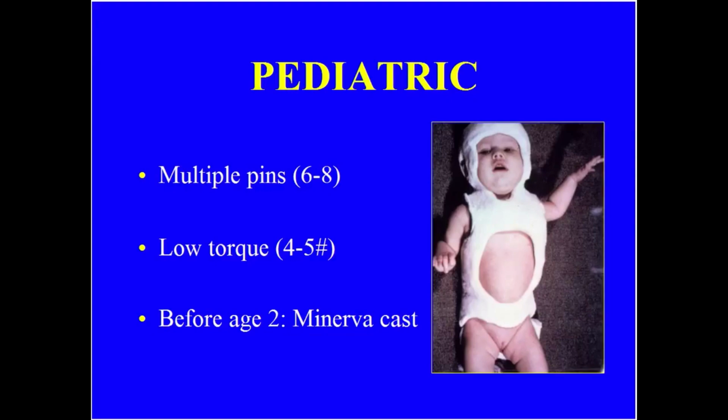In the pediatric patient, you use anywhere from 6 to 8 pins because the bone is soft. You need more pins because you can't tighten them as much. You use low torque, either 4 to 5 pounds, or some authors even talk about just finger tightening the pins in the pediatric population. And under the age of 2, because the skull is such soft bone, you can't use a halo at all, and you use a Minerva cast.